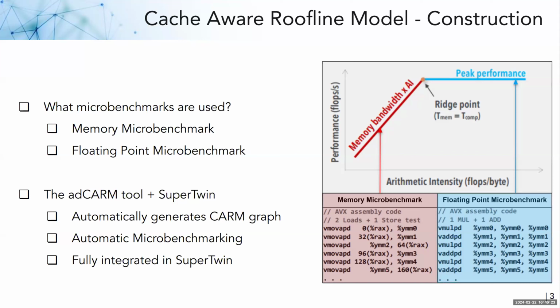And to automate this process, we have the AdCarm tool, which is responsible for generating the micro benchmarks, running them, and measuring their performance on your system. And this tool is integrated into SuperTwin, which is why when you run SuperTwin, you are also able to get a CARM graph for your system. This feature is fully integrated, so when you launch SuperTwin, you can choose to have the CARM graph drawn for your system, and everything will be taken care of.